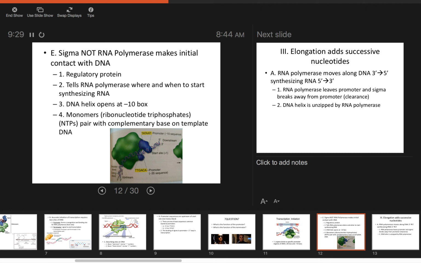What's the difference between RNA and DNA for nucleotides? The U instead of a T. U's are in RNA. Okay. Yep. A pairs with U, C pairs with G.